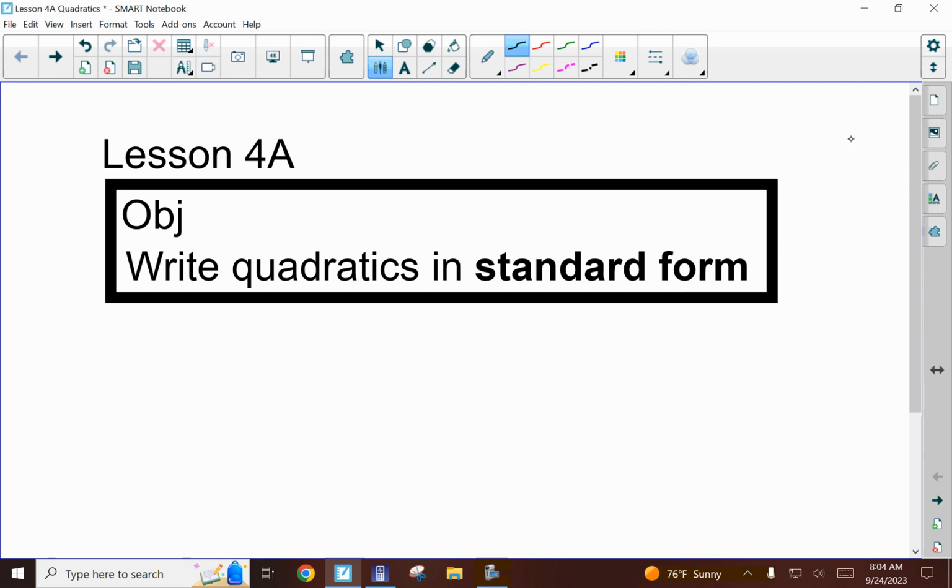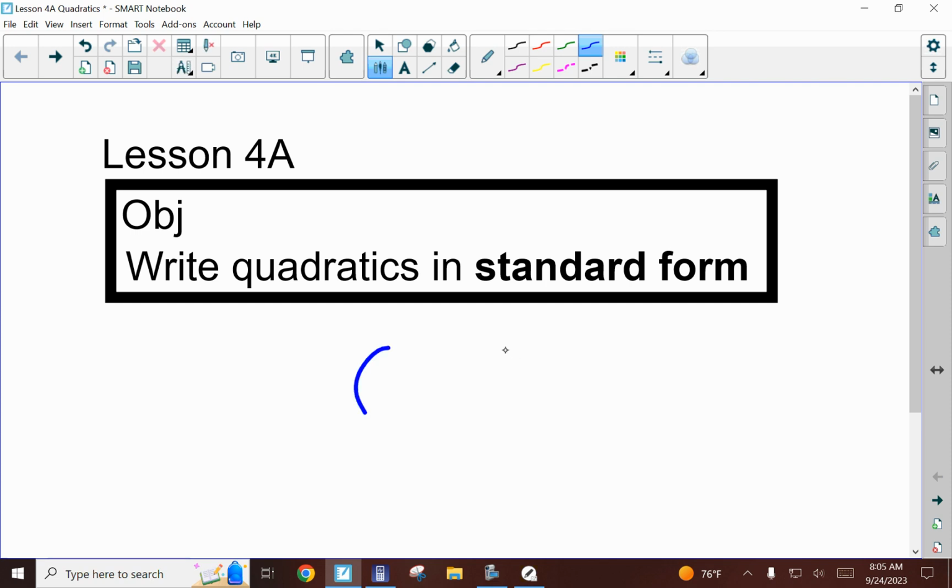Okay, so Unit 4 is all about polynomials, and basically a polynomial is something that has an exponent. We're going to start off with just focusing on quadratics. So remember that a quadratic is anything that has an x squared. When you have a quadratic in standard form, though, standard form is going to look like this.